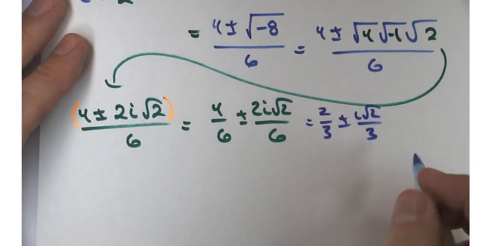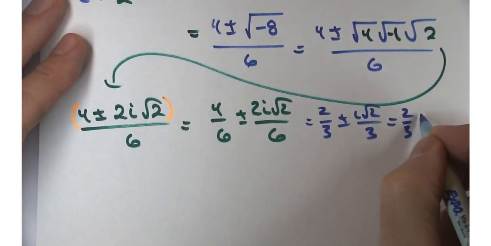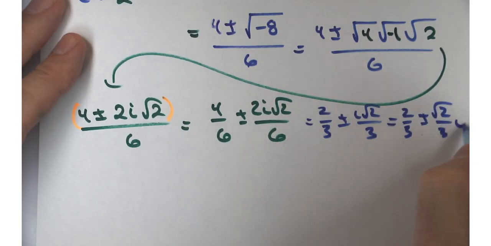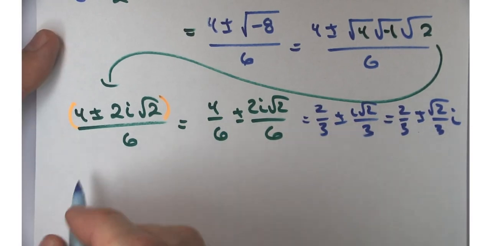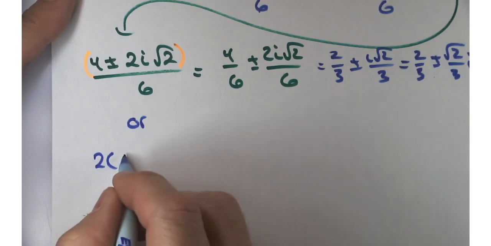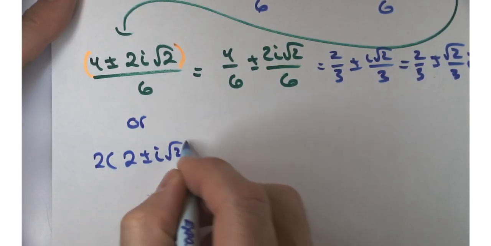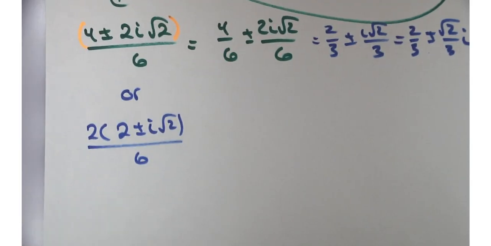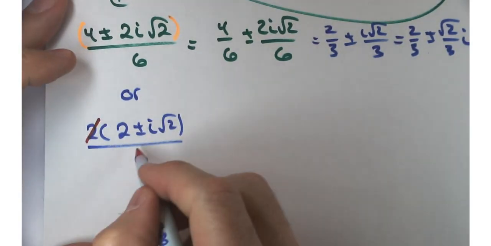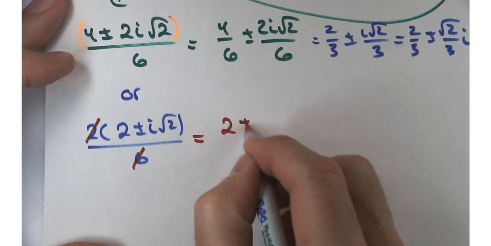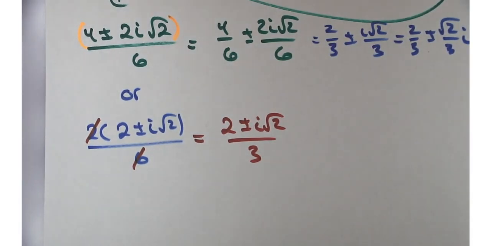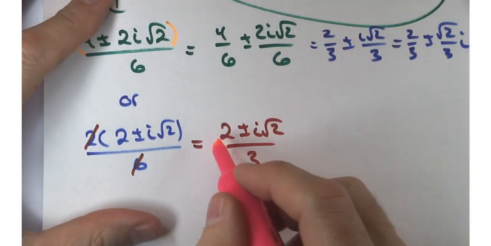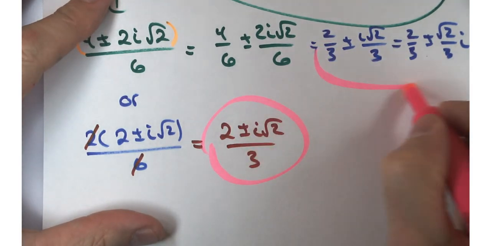Be careful, WebAssign will probably want it written like this: plus or minus the square root of 2 over 3, and then the i next to it. I'll accept this. I'll even accept it if you did it a little different way. Or 2 plus or minus i square root of 2 over 6. Cancel that out. We're left with 2 plus or minus i square root of 2 over 3. Those are the same thing. So whichever form of this you want to give me, that's okay with me. This is probably what you're going to have to do for WebAssign. But that, or any of these, works for me.